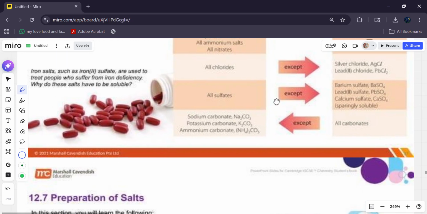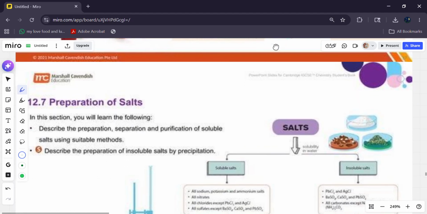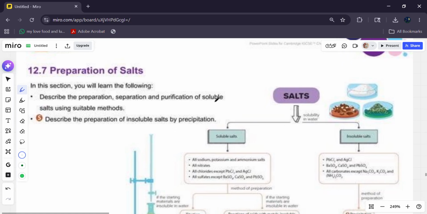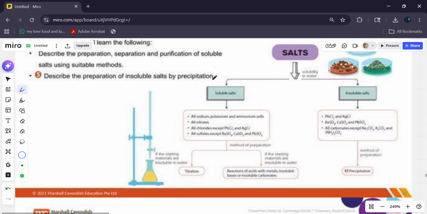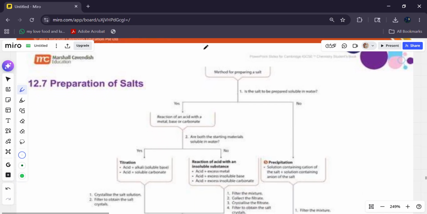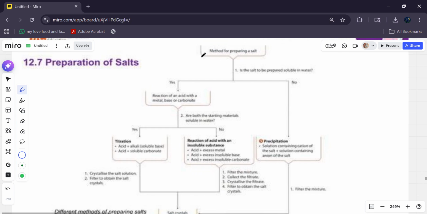So now we go to the final section of this chapter, which is preparation of salts. In this chapter, we're going to learn how we can prepare, separate, and purify all the soluble salts using suitable methods, and also learn how insoluble salts are prepared. Now, this diagram is a bit blurry, but I can explain what the diagram means.